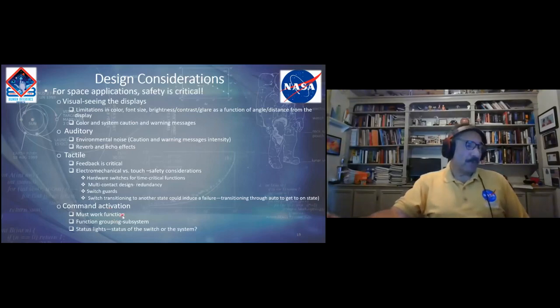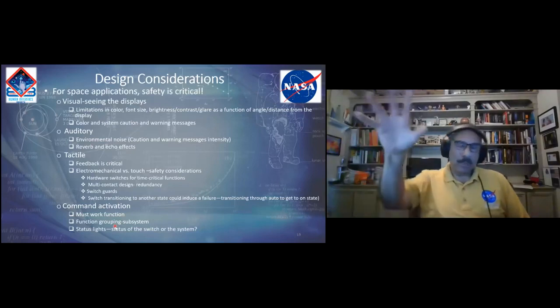Command activation, must work functions. These are functions that have to work. Like, for example, firing the thrusters to land on the moon. That's a must work function. Firing the pyros for parachute deployment if they're coming back to Earth. That's a must work function. And then putting functions into groups.